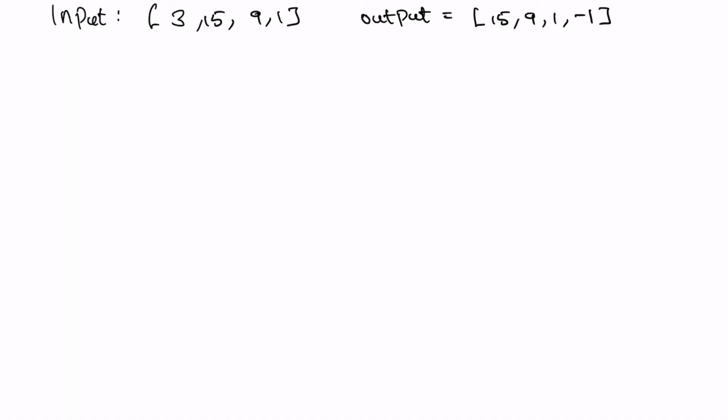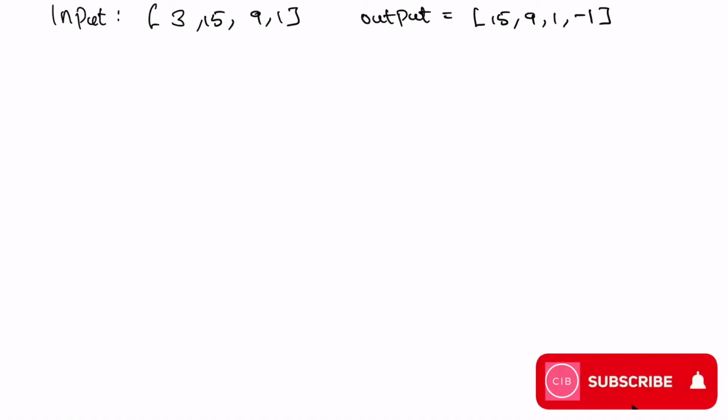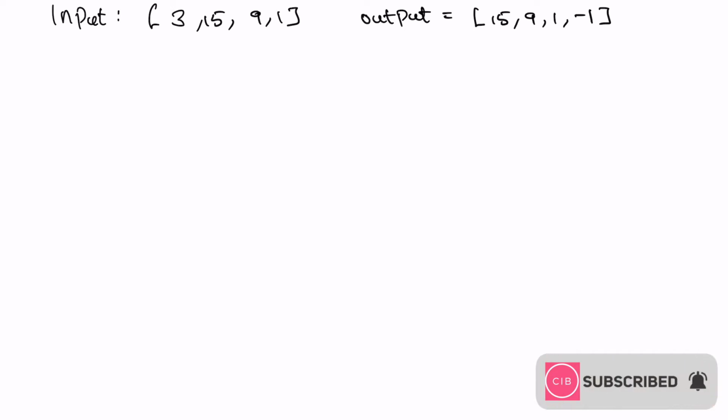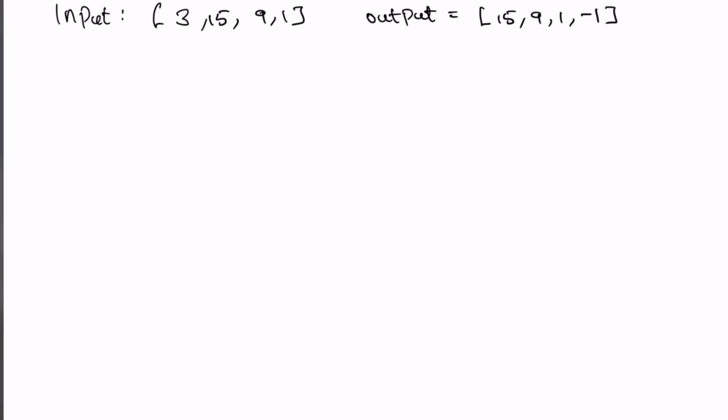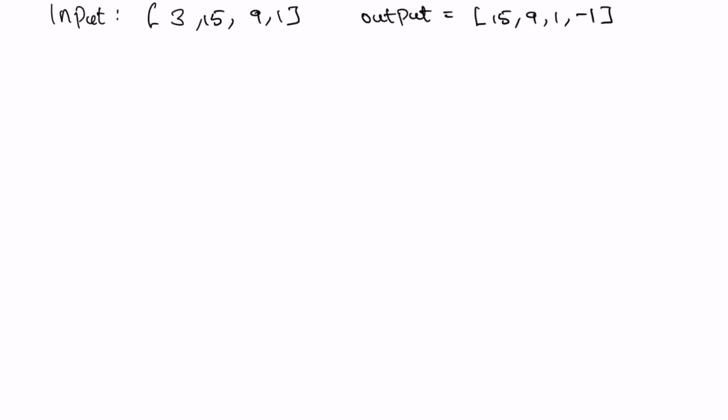We'll be illustrating the solution for this problem using the following input array, which contains integers 3, 15, 9, and 1. And the expected output is 15, 9, 1, and negative 1.